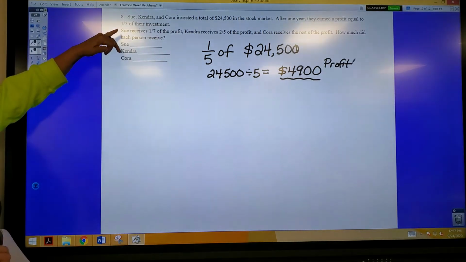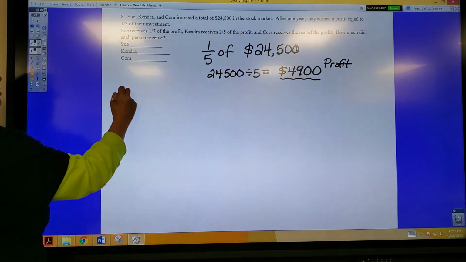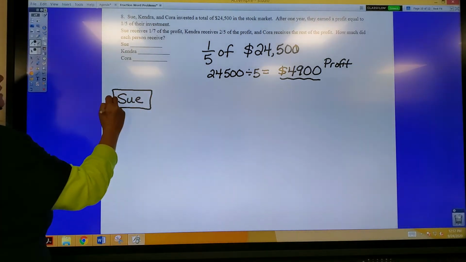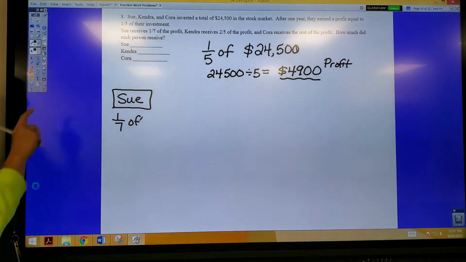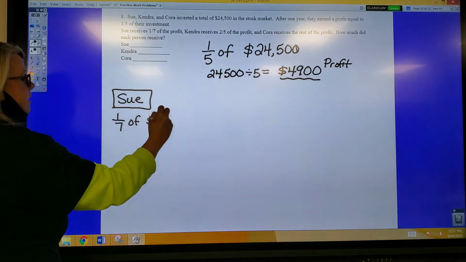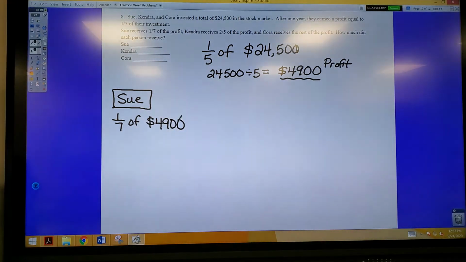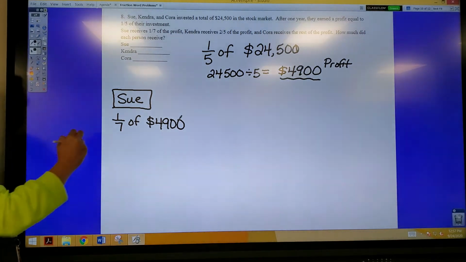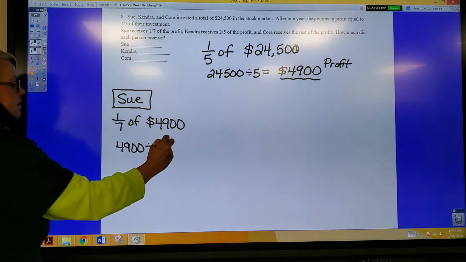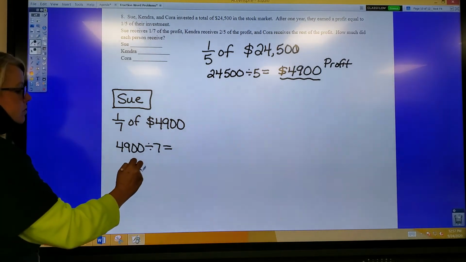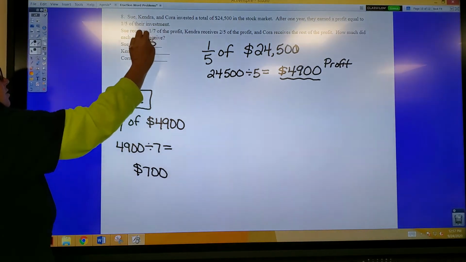The next part of our problem tells us how we're splitting it up. It says that Sue is getting 1/7 of the profit, and again, the profit is $4,900. How would I find 1/7 of 4,900? You divide 4,900 by 7. Good, 4,900 divided by 7 should have given you $700 for Sue. So next to Sue, I'm putting 700.